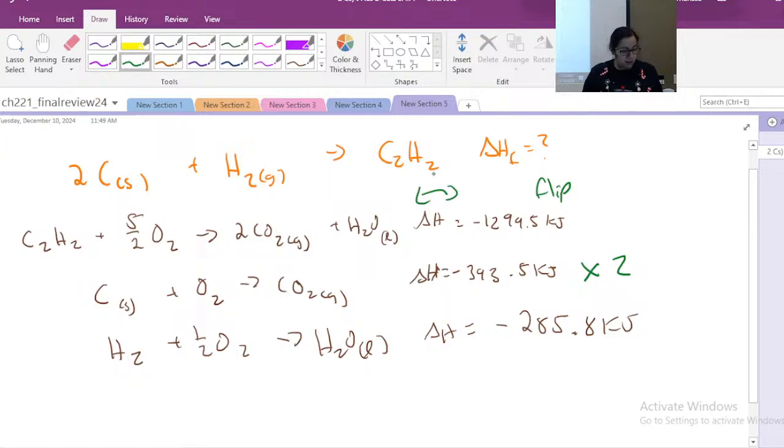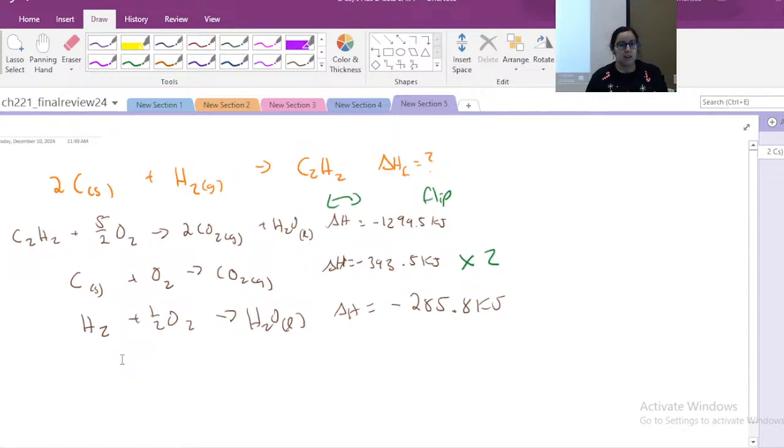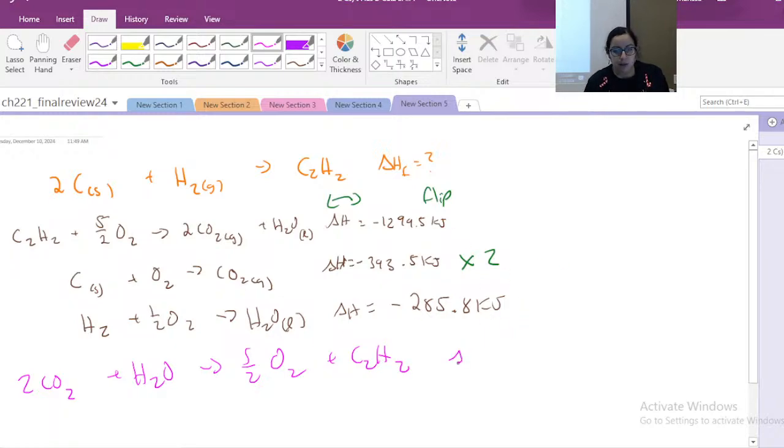And then, so let me do that, and then you might have to remind me what you said for the hydrogen, if that just added in there. So let's just start rewriting that. So I'm going to flip the top one to 2 CO2 plus our water gives us our oxygens plus acetylene. And so again, don't forget to flip the sign, so I'll do that now. So 1299.5 kilojoules.